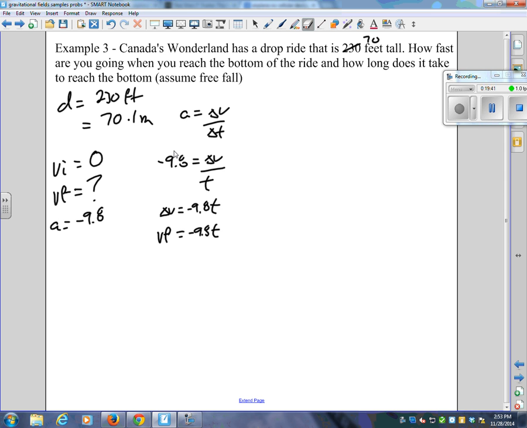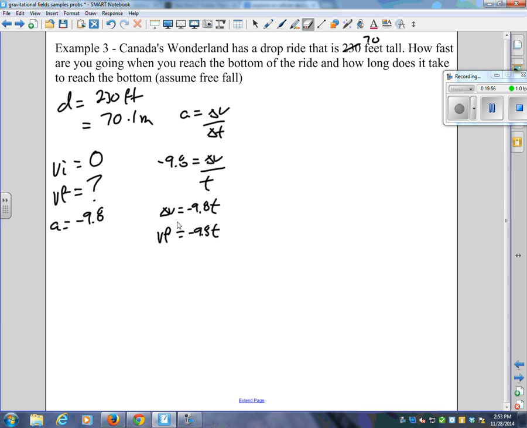Glad that I unfreaked you. Okay. Is everybody good with this saying VF is equal to minus 9.8 t? Everybody's good with that? VF equals delta V. Why? Because the final velocity is equal to the delta v because the vi is 0. Very good.